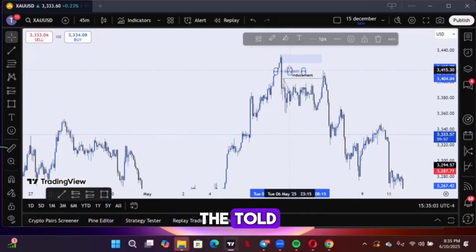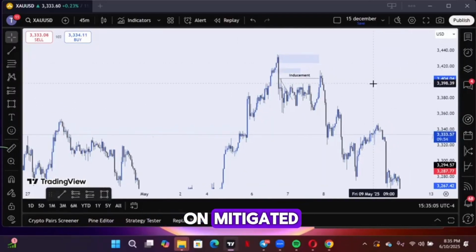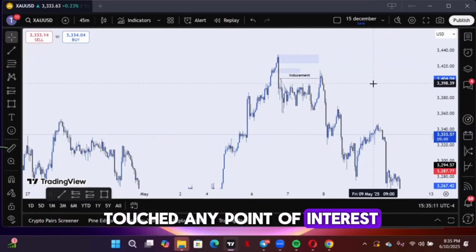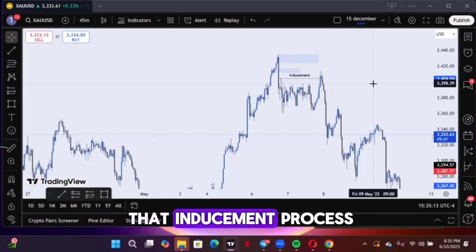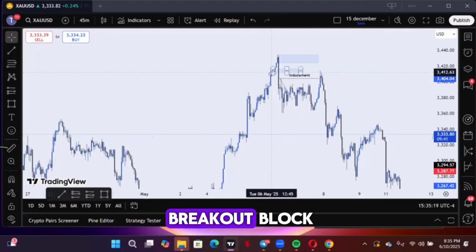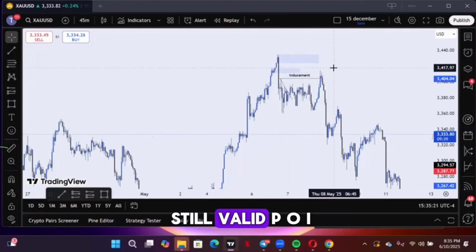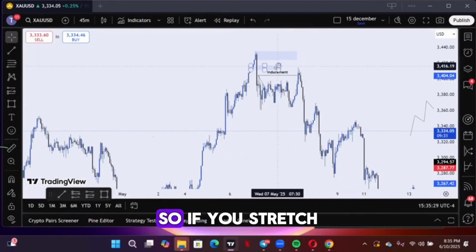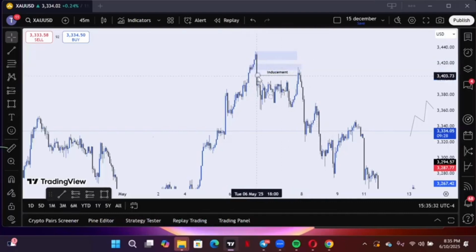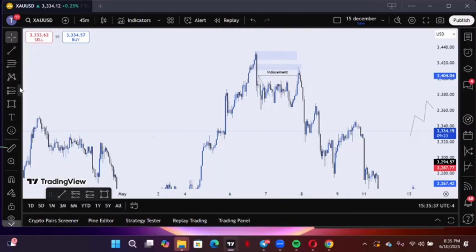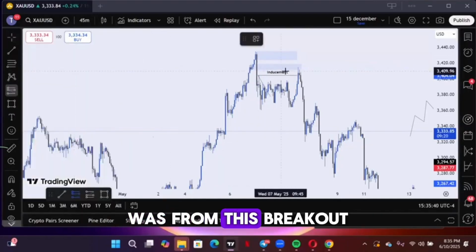Now after that, the third rule says the point of interest needs to be unmitigated. It means that when market was creating inducement, price needs to not have touched any point of interest that you're looking at. Any one that market touched during that inducement process, you need to disqualify as an entry. So since price did not touch this breaker block and did not touch this other block, both of them are still valid POIs to be used as an entry. But the fourth rule, the final rule, says pick the point of interest that is closest to where your inducement is. So if you stretch this out, this is my inducement. Between this breaker block and this other block, the one closest to my inducement is this breaker block. So that was why my entry for this trade was from this breaker block here.